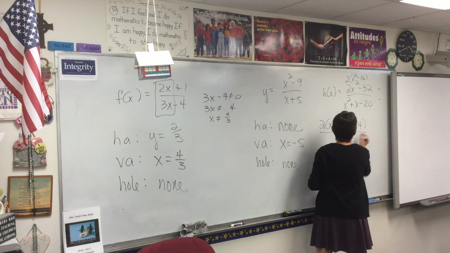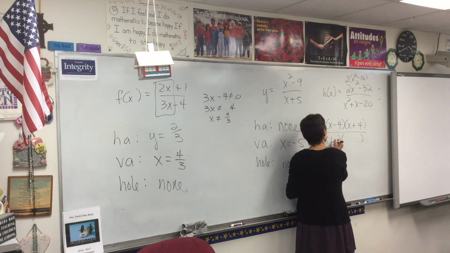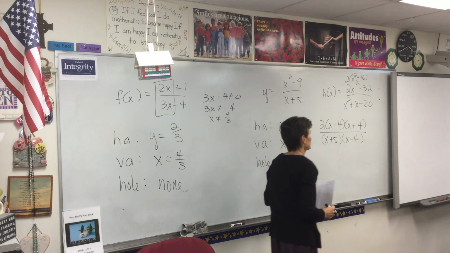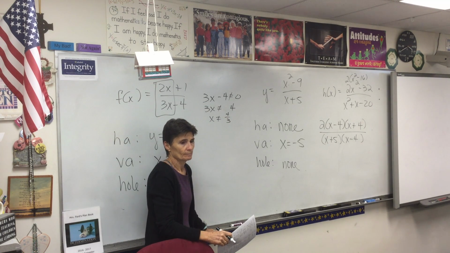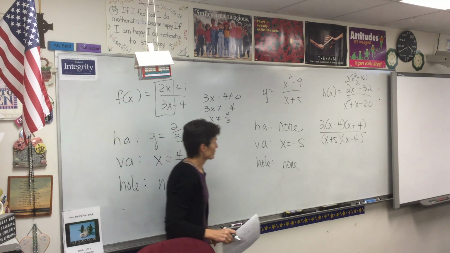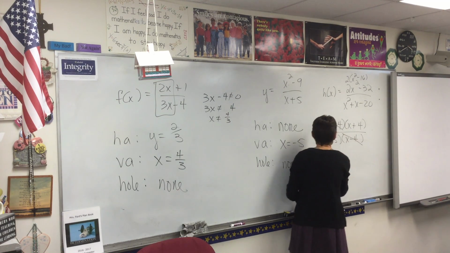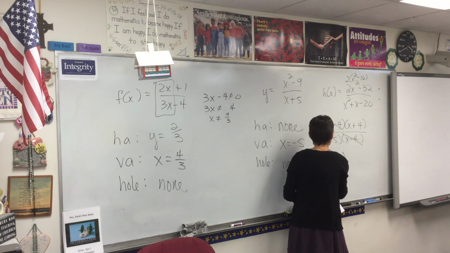And then my denominator is x plus 5, x minus 4. Does the x minus 4 cancel? It cancels. We got a cancellation, so that means I will indeed have a hole.